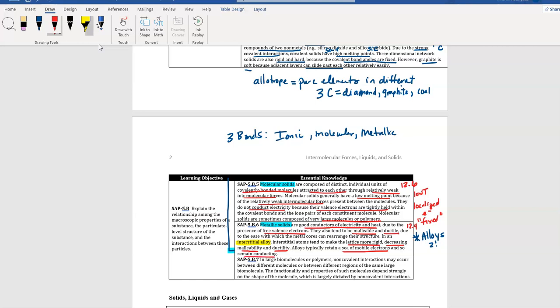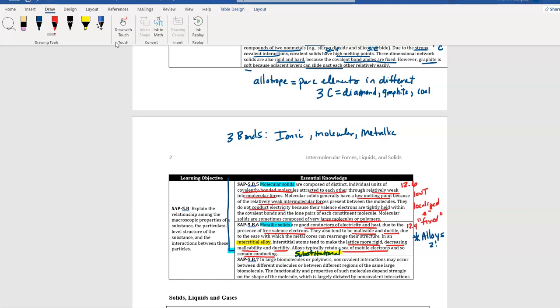Okay, the other alloy, the name just escapes me. I want to say it starts with an S, substitutional. Let me look through my notes and write that name down. Substitutional. And like I said, you'll see that word in 12.4. Those are the two alloys.